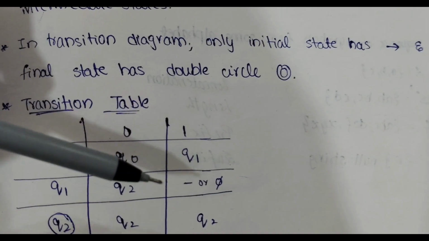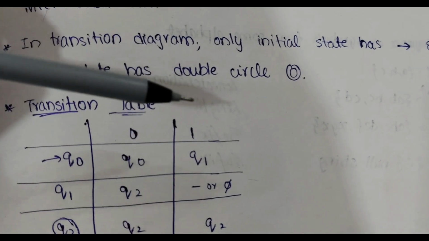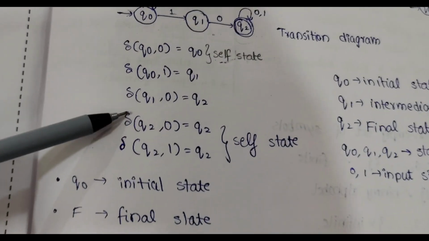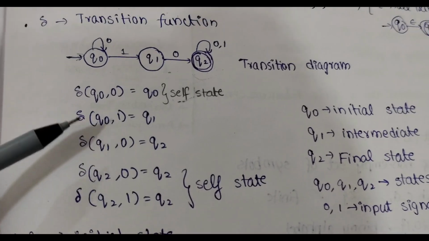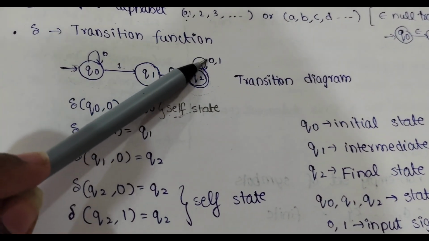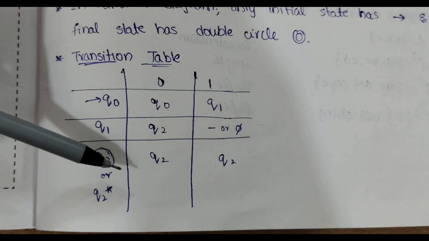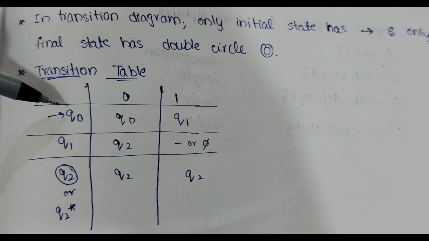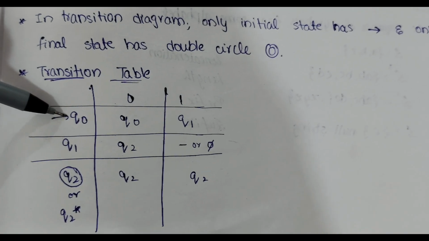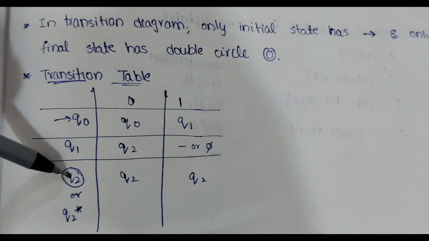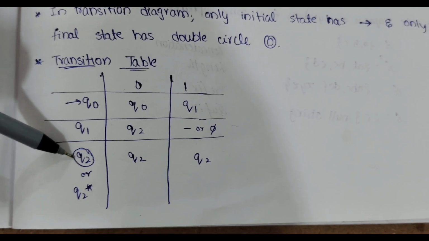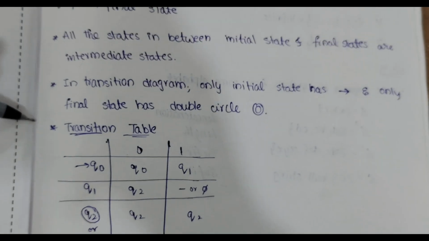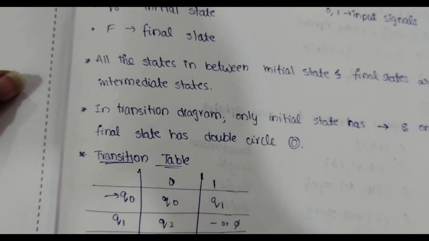As there is no transition with Q1, 1, we are going to represent it with either a hyphen or null. Next, Q2. Q2 on 0 and 1 is going to Q2 only. So Q2 on 0 is Q2, Q2 on 1 is Q2. Here we should always represent the initial state using an arrow and the final state using a circle. Intermediate states can be written normally. Also, the final state can either be represented using a circle or as Q2 star. Okay, so this is about the finite automata introduction.